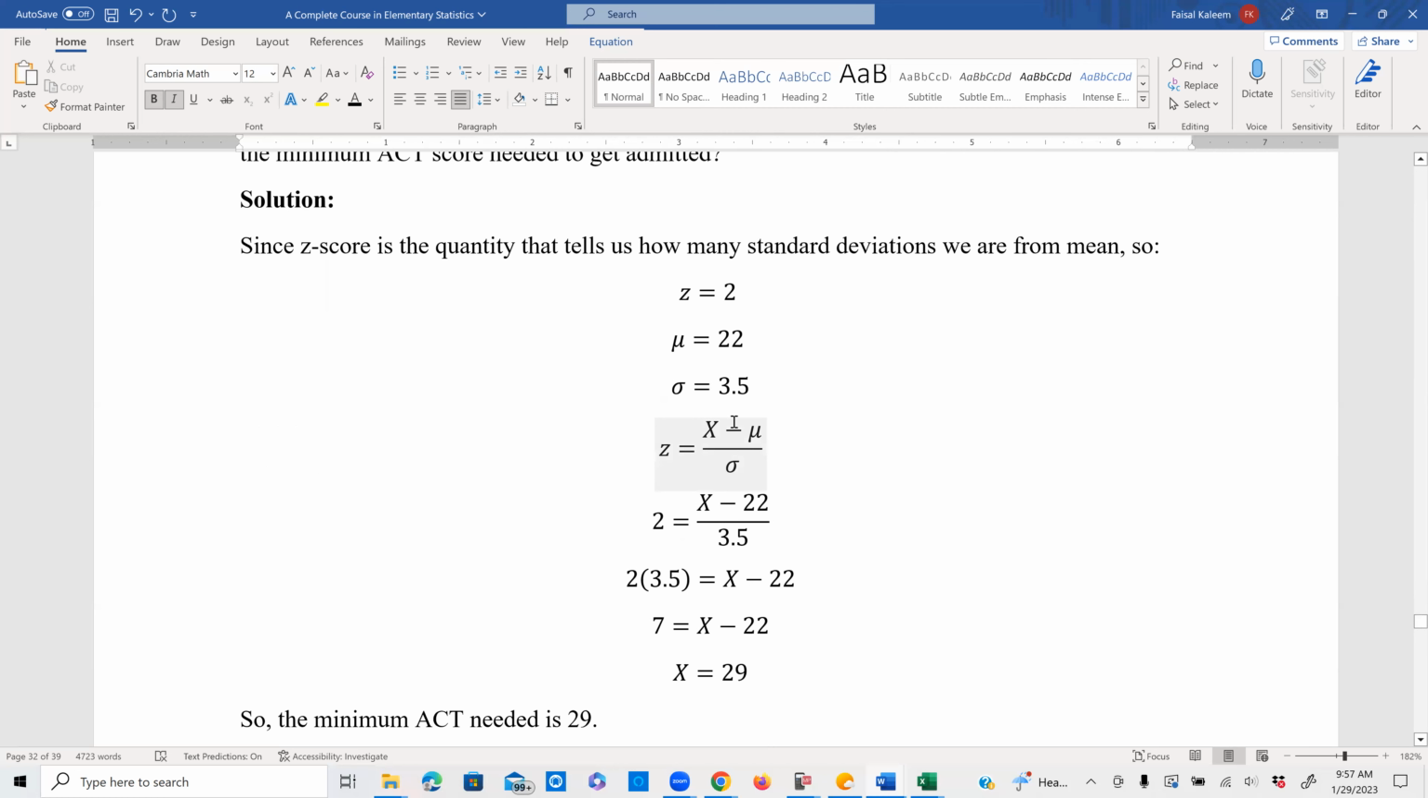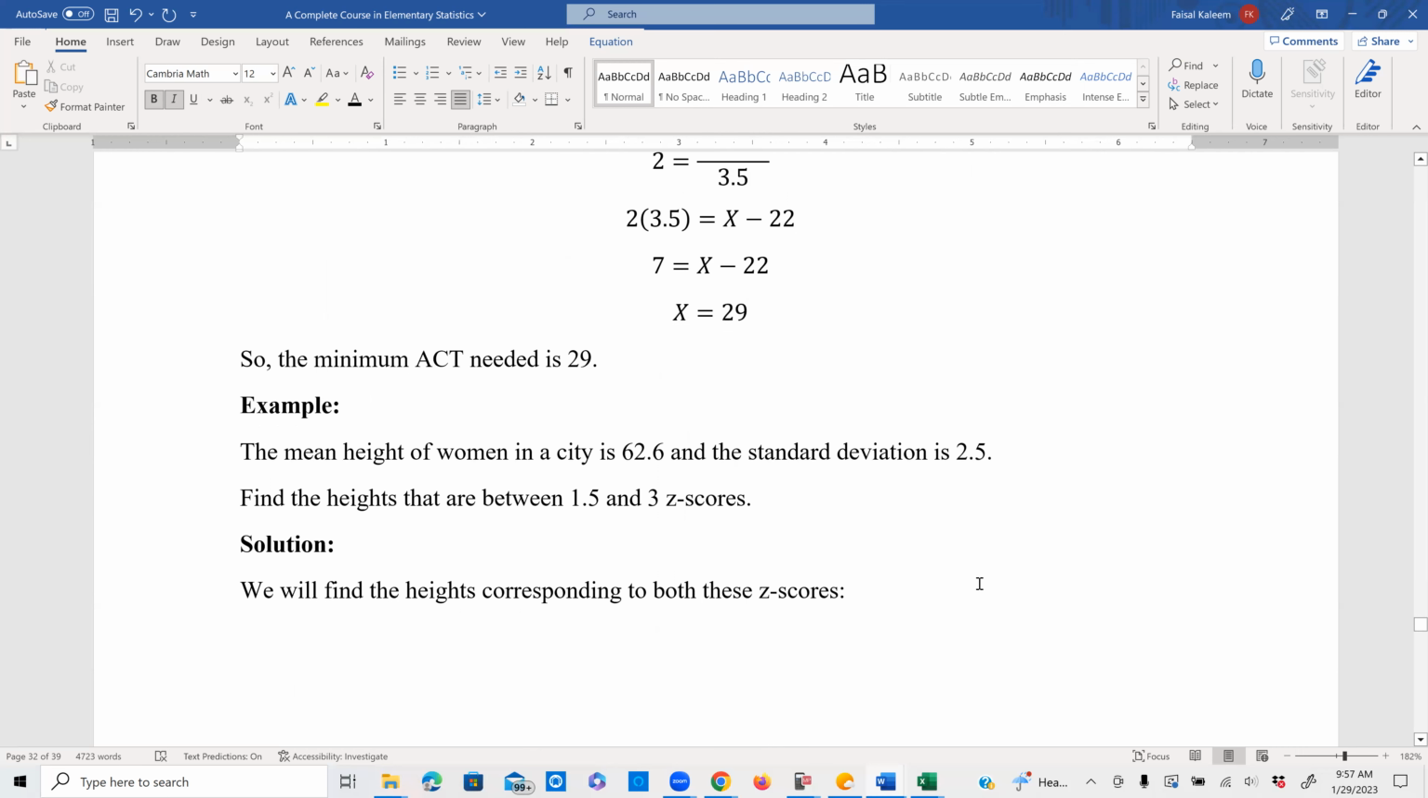And the mean is given to be 22, standard deviation 3.5, and we are to find the score. So we'll use our z equals x minus mean over standard deviation. And z is 2, x is to be calculated, mean 22, standard deviation 3.5. So from this equation, we see x is 29. So the minimum ACT needed is 29.